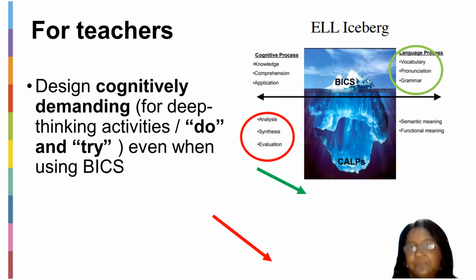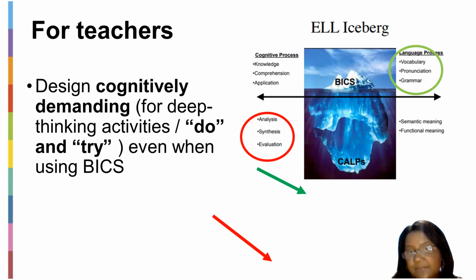So the iceberg here would be a cognitive process, okay? So BICS will focus on vocabulary, pronunciation, and grammar, whereas CALP is more focused on analysis, and also on synthesis and then evaluation. So let's go to the next one.